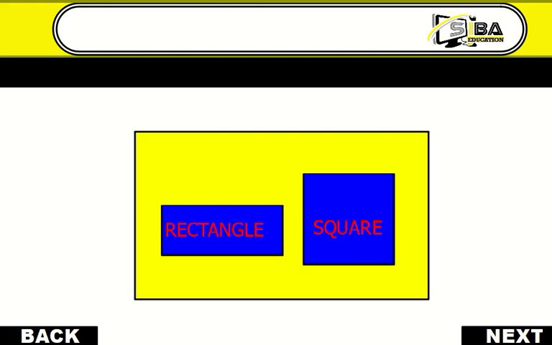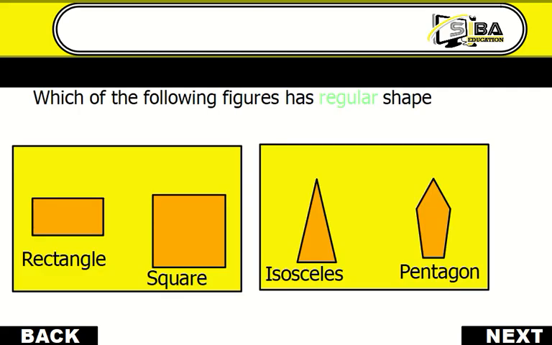Now, I hope you can do it on your own. Let's look at the shapes here. We are going to work with them. Which of the following figures has a regular shape? The first figure is a rectangle. Look at the shape. The second figure is a square. Now, the third figure is what? Look at it. An isosceles triangle. And the last figure, the fourth one, is a pentagon.